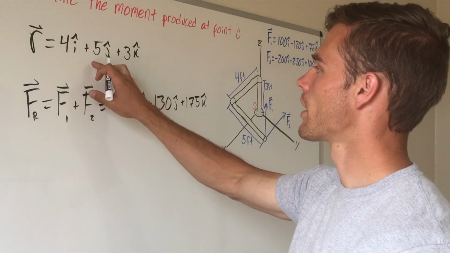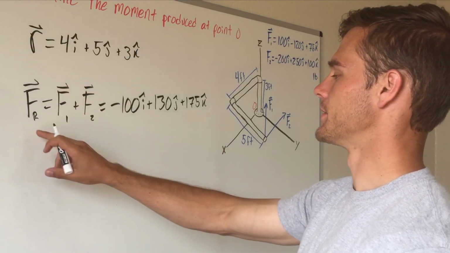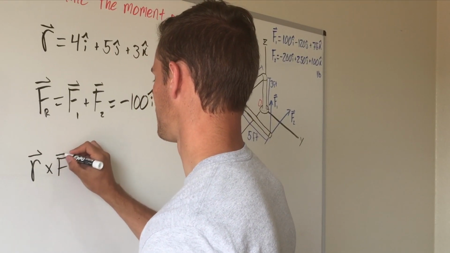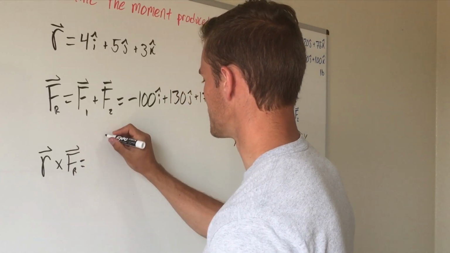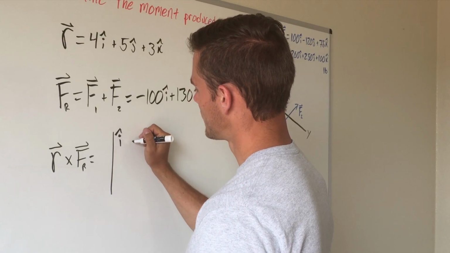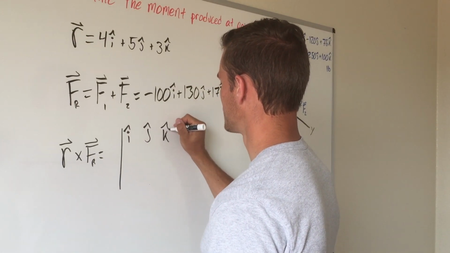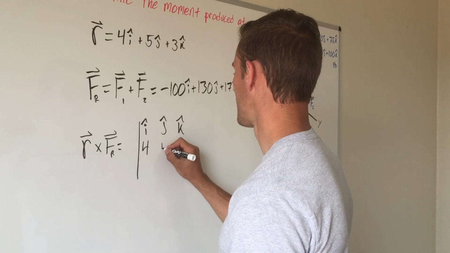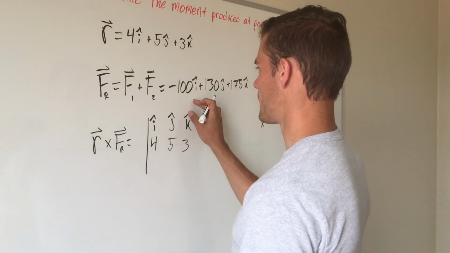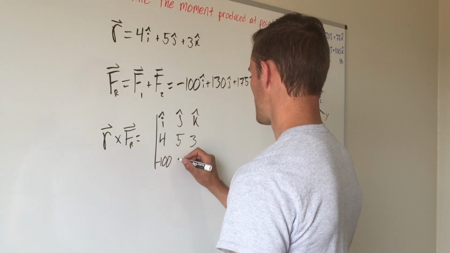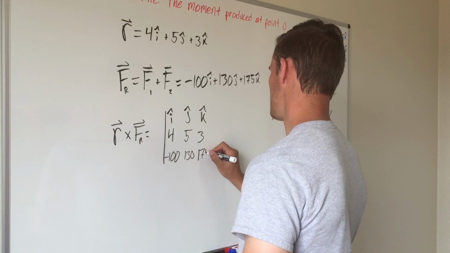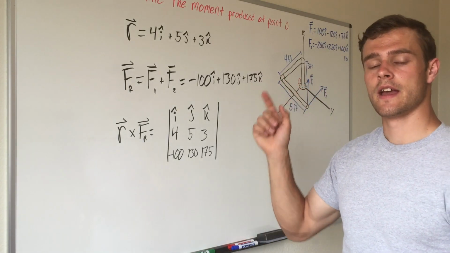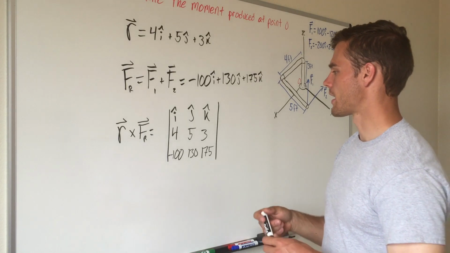So what we're going to do is take a cross product of our vector R, our moment arm, and our resultant force, and that's going to look like R cross F sub R will equal the determinant, the I, J, and K directions. Our R vector is 4, 5, 3, and our force vector is negative 100, 130, and 175. And so that's our determinant. If you don't remember how to solve a determinant, you can click on this link and that will take you to my video explaining the cross product.